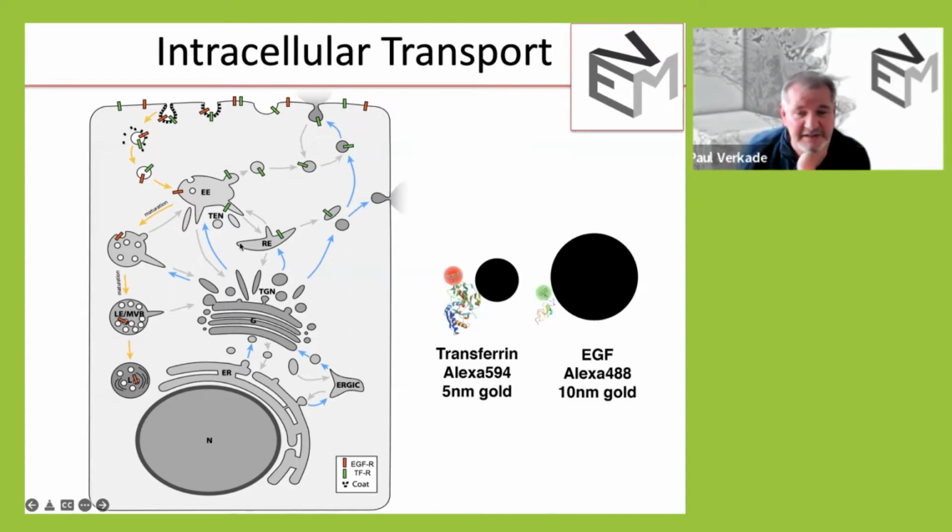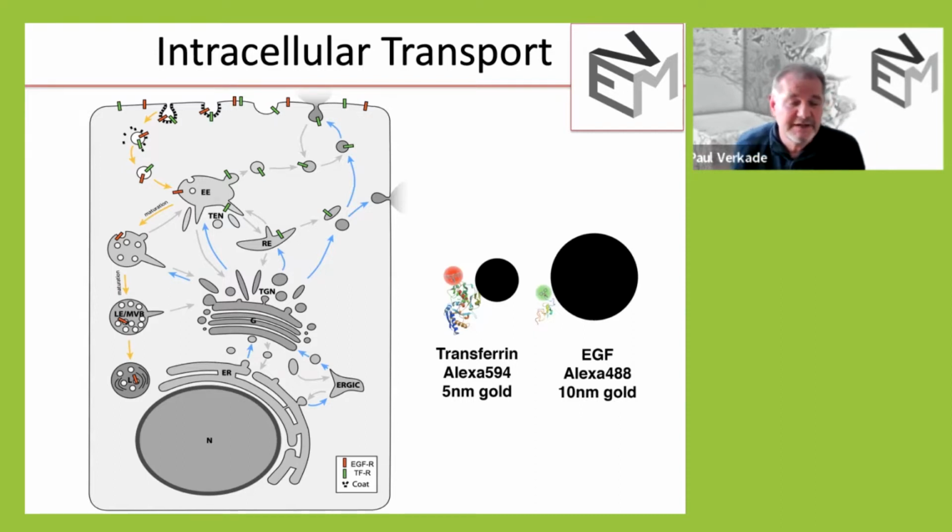And so what we did is we made a transferrin that was tagged with a red fluorophore, and in addition, with a 5 nanometer gold particle. This means that we can see the transferrin both in the fluorescence light microscope, but also with the 5 nanometer gold particles in the electron microscope. We've done a similar thing for the EGF, the epidermal growth factor, but in this case, we tagged it with a green fluorophore and a 10 nanometer gold particle. So now we can discriminate those two probes, both by color and by size.